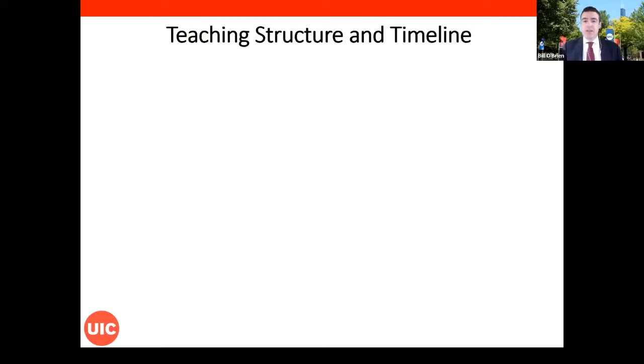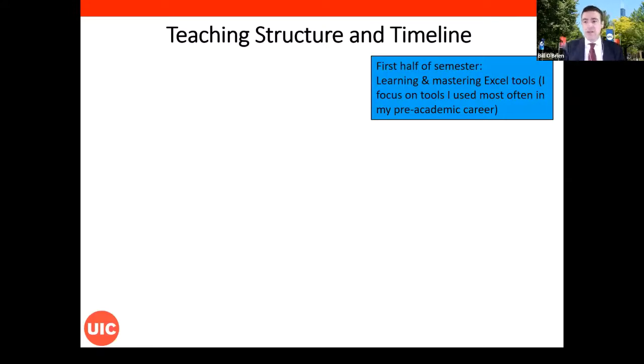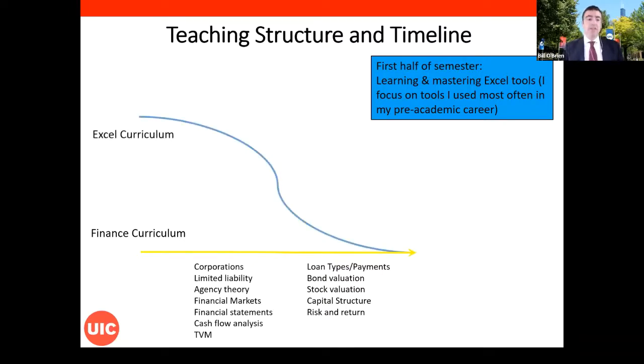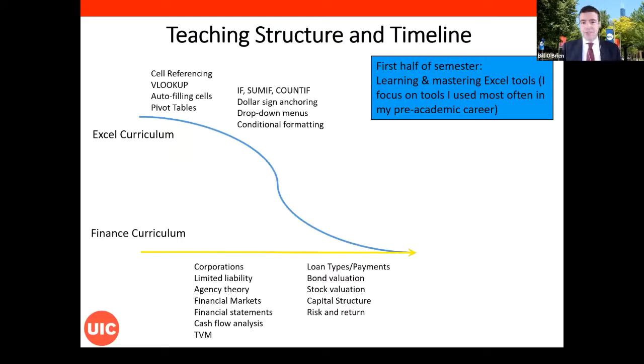So the way this works, I'll go over the first half of the semester and then the second half. In that first half, when students are learning and mastering these Excel tools, in class I'm teaching them the basics of a corporate finance curriculum like cash flow analysis, time value of money, stock and bond valuation, risk and return. Outside of class, they're doing 3 training assignments that get progressively more difficult, where at first they're just learning the basics of cell referencing and VLOOKUP formulas. Then I start teaching them IF statements, $ anchoring, all the way to goal seeking and Visual Basic macros.